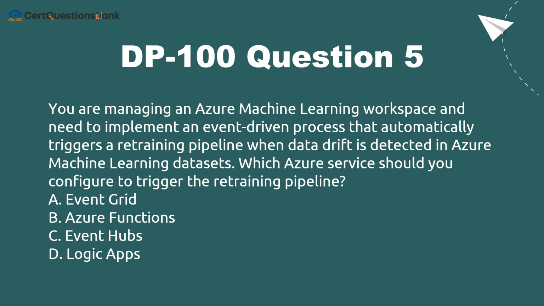You are managing an Azure Machine Learning workspace and need to implement an event-driven process that automatically triggers a retraining pipeline when data drift is detected in Azure Machine Learning datasets. Which Azure service should you configure to trigger the retraining pipeline? A. Event Grid. B. Azure Functions. C. Event Hubs. D. Logic Apps.